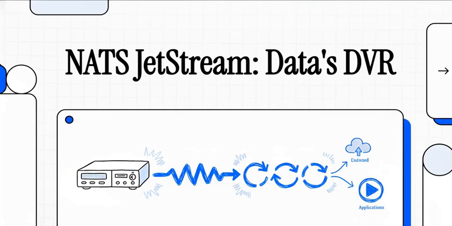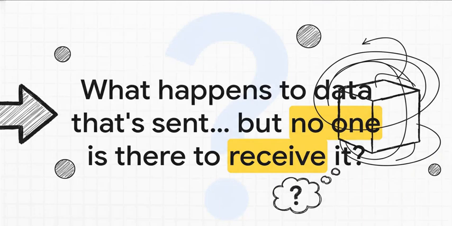Welcome to The Explainer. Today, we're going to talk about a technology that basically acts like a DVR for your data, NATS JetStream. It's kind of the secret sauce that keeps a lot of modern applications running smoothly, especially when things go wrong. So, to really get why this matters so much, we have to start with a really fundamental question, one that pretty much every communication system has to deal with.